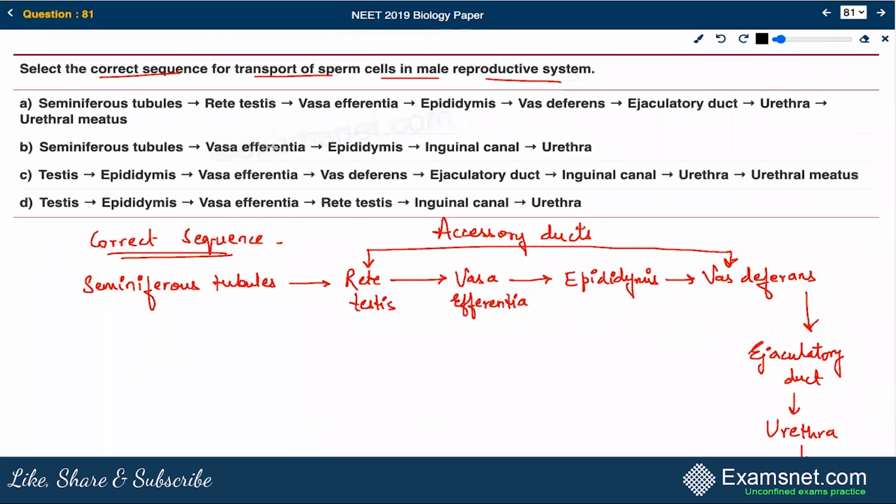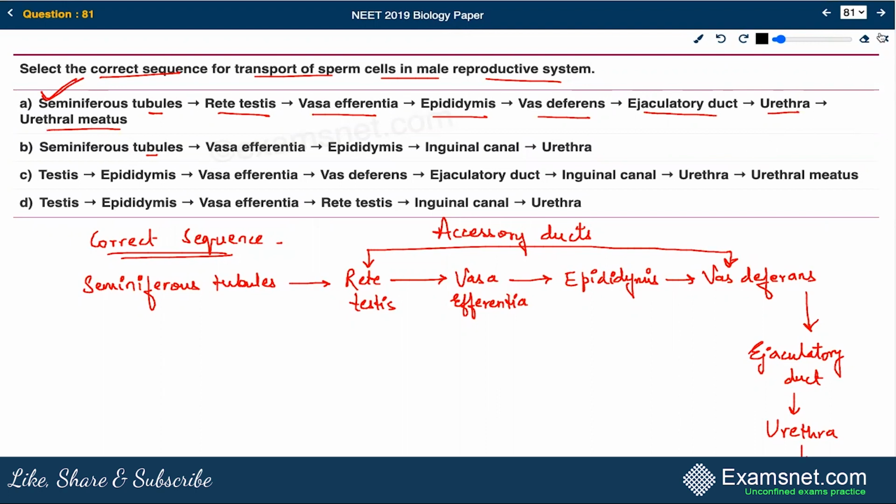Now let us take a look. It is going to start with seminiferous tubules, and then rete testis. So as you can see, rete testis, then vasa efferentia, epididymis, vas deferens, ejaculatory duct, urethra, and urethral meatus. So option A is the correct answer over here.